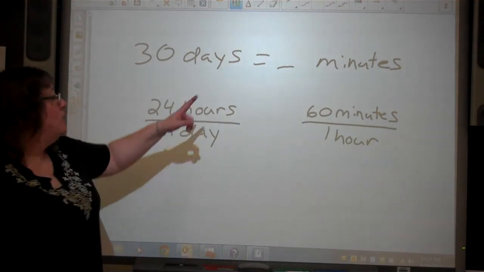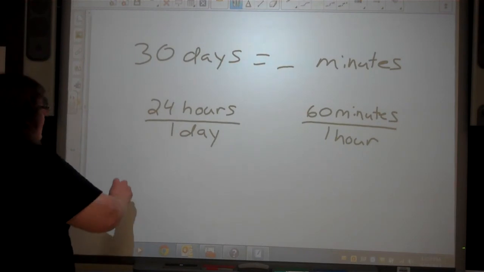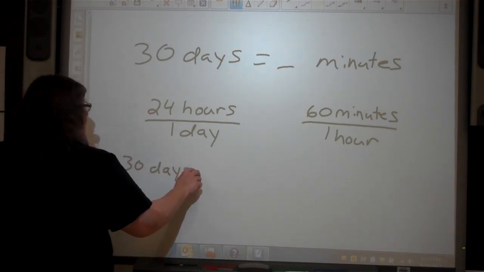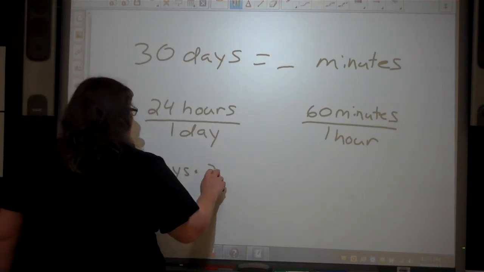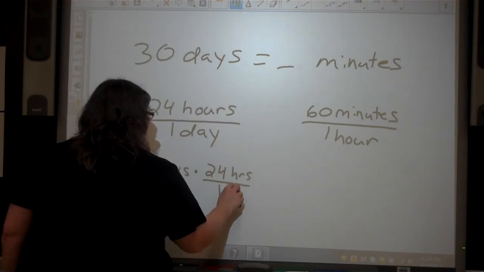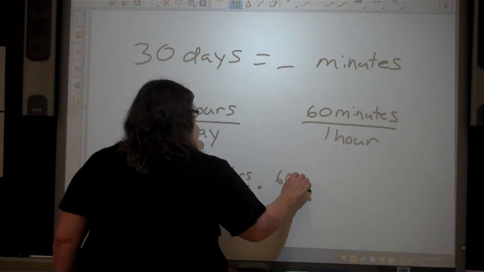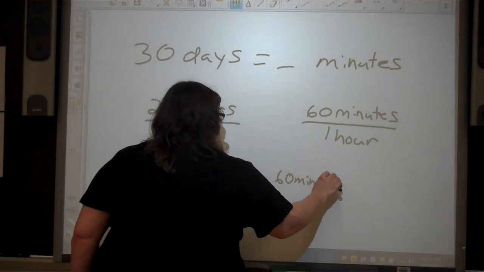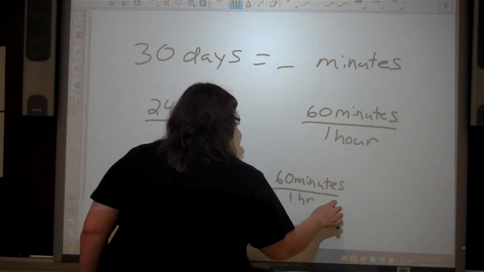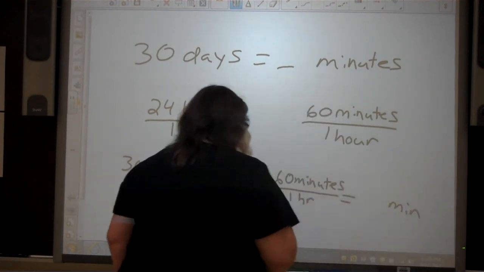Okay? Now my goal is to get to minutes, and I'm starting with days. All right? So I can set this up. 30 days times 24 hours per day times 60 minutes per hour. That will give me minutes in my answer.